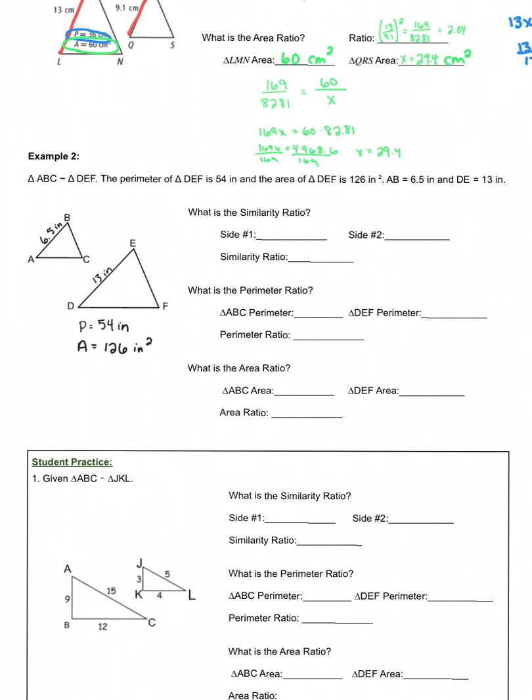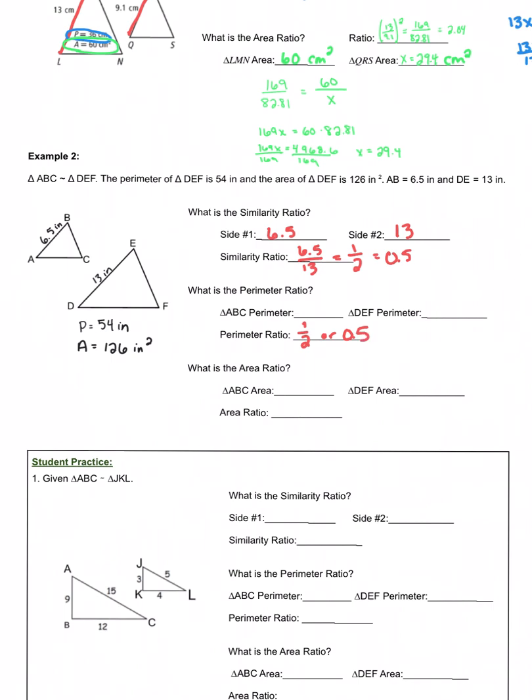So the first thing we need to do is find our similarity ratio. So similarity ratio is when I compare the sides. So side 1 is 6.5. Side 2 is 13. We're going to do 6.5 over 13, okay, which is going to simplify to 1 over 2, or 0.5. Okay, so I know that this is my ratio as we continue. So my perimeter ratio, remember perimeter is the same, it's going to be 1 over 2, or 0.5.